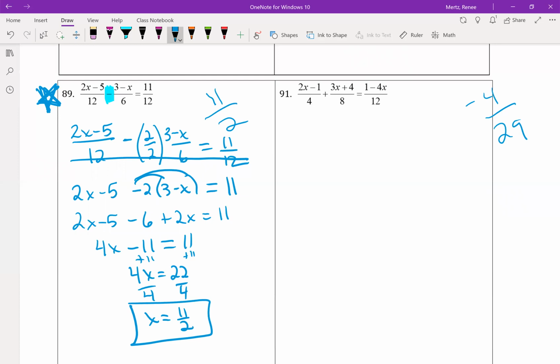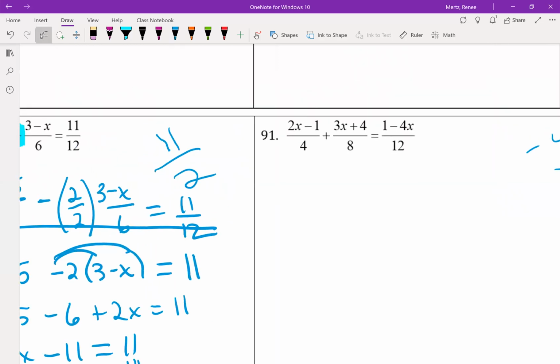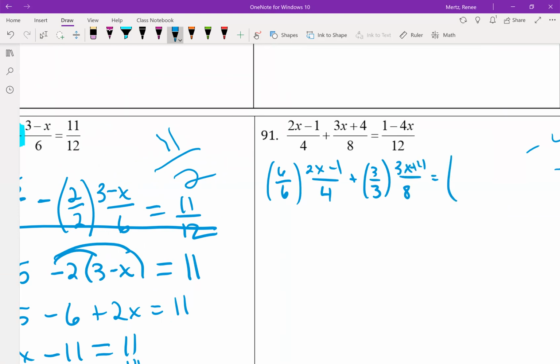Then the last one. A 4, an 8, and a 12, a common denominator. Can I get them all to be? We can get them to be a 24. So we're going to multiply the first fraction by a 6 over a 6. We're going to multiply the second fraction by a 3 over a 3. This one's adding, so it's not as tricky as the last one. We're going to multiply the second fraction by a 2 over 2. All right, all my denominators are going to be 24, so I can cross them out.